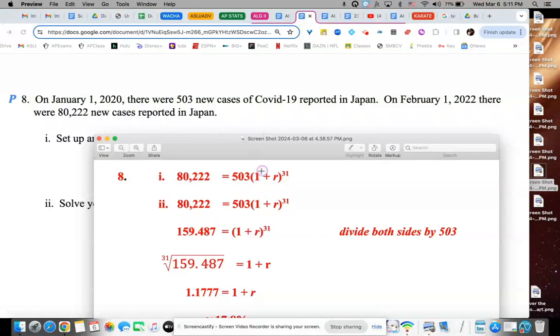So we started with 503. We ended up with 80,000, and that was 31 months later. So we're looking for the monthly rate. Remember, the rate and the time period always have to match. So it's 31 months. We solve for the rate.